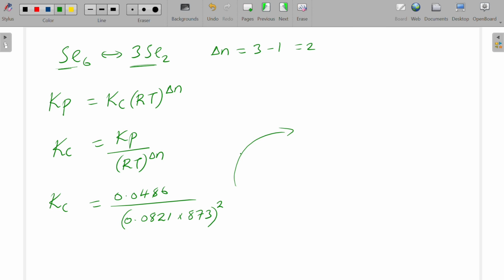So when we do our mathematics again, we find that our Kc value will be equal to just 9.46 multiplied by 10 to the power of minus 6, like that. So that's our Kc value.